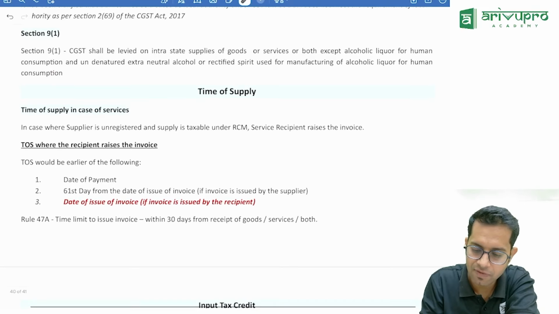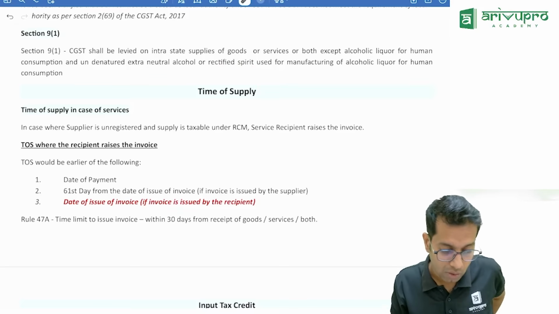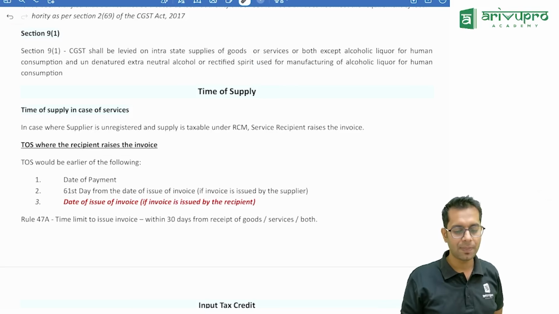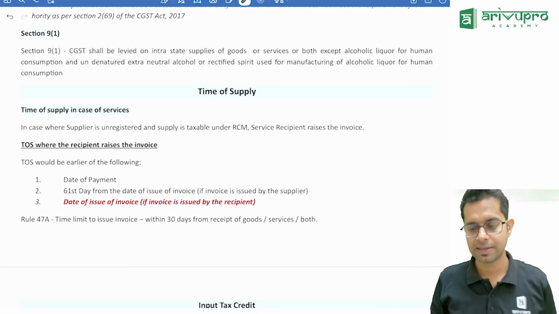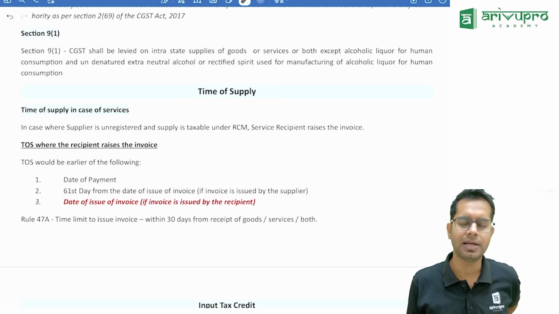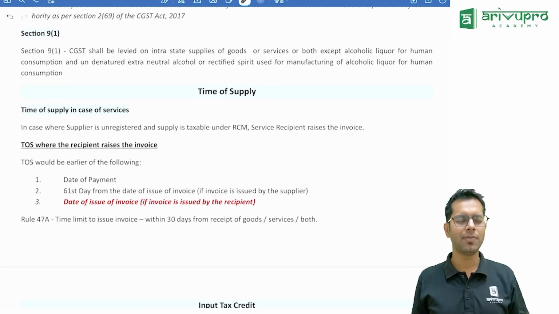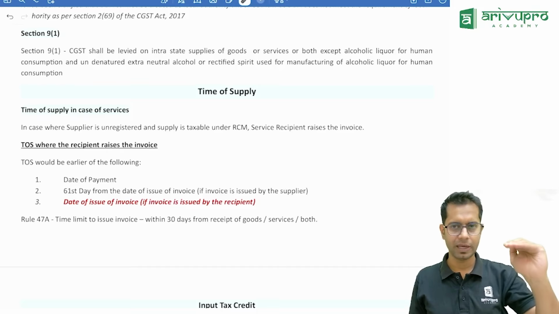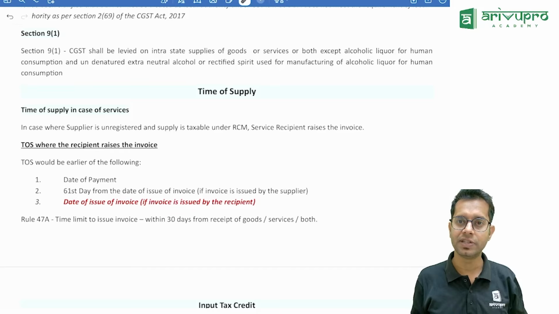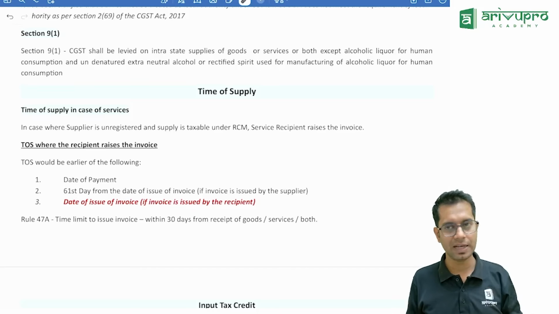In time of supply concept, now this is a change which we have not discussed in the classroom also. Now, what happens in time of supply cases? RCM. Time of supply cases, RCM of services. RCM of services, who has to pay the taxes? Of course, recipient has to pay the taxes. What is the time limit? What is the time of supply, sir? Date of making the payment or 61 days from the date of supplier invoice, whichever is earlier. Something like this we have studied. Date of making the payment or 61 days, whichever is earlier.